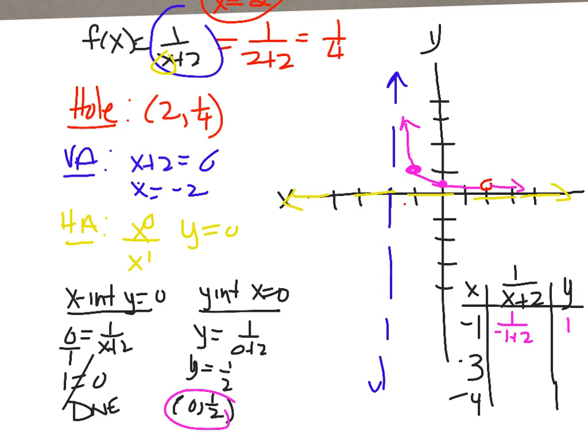All right, now let's plug in -3. So I have 1 over -3 plus 2. That's -1, so -3 is -1. And we'll plug in -4, so it's 1 over -4 plus 2, which is 1 over -2. It's -0.5. So it's negative, so it's like this. So it's going to come down like this. Remember, don't hit the asymptotes, don't touch the asymptotes, don't cross the asymptotes.